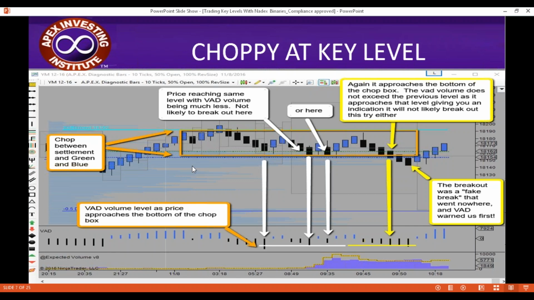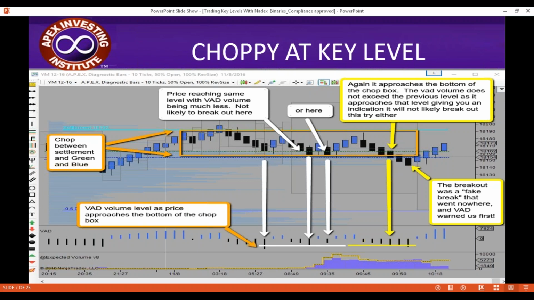The other thing we're going to talk a lot about today is chop. Everybody hates choppy markets, right? Everybody's like, I can't trade choppy markets. Trend is your friend and chop is your enemy. And there can be some truth to that based on your particular strategy or system. Over here at Apex, we kind of look at it differently. Yes, we totally agree. Trend is your friend, and we love trends.